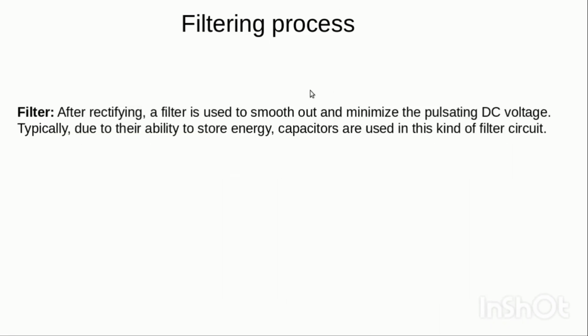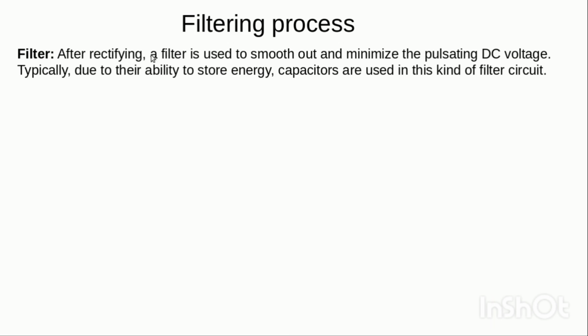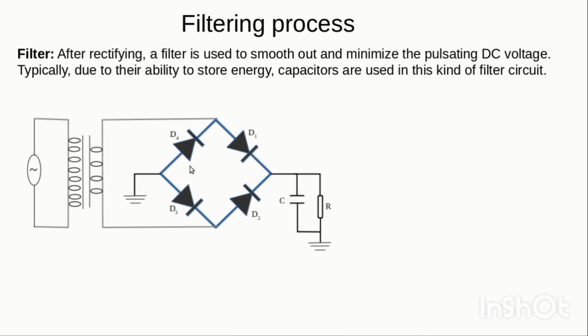So for the filtering process, after rectifying, a filter is used to smooth out and minimize the pulsating DC voltage. Typically, due to their ability to store charge, capacitors are used in this kind of filtering process. So we connect the capacitor to this particular load in this form. So this is our capacitor connected to the load in parallel. It is connected in parallel to this load, right? Okay. And remember that our source was like this, right?